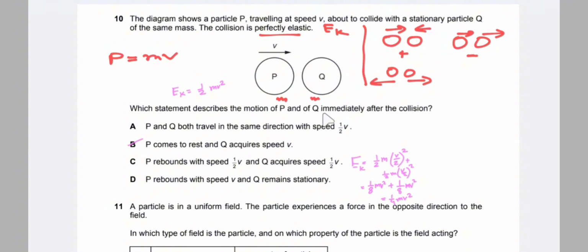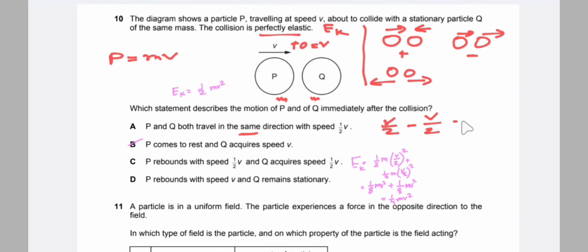Which statement describes the motion of P and Q immediately after collision? Option A: P and Q both travel in the same direction with speed v by 2. Using relative speed of approach equals relative speed of separation, initially the relative speed of approach is v plus 0, that is v, since Q is stationary. And the relative speed of separation, since they are moving in the same direction, we have to subtract, so the relative speed of separation is 0. That's why the relative speed of approach is not equal to the relative speed of separation, so this statement is wrong.